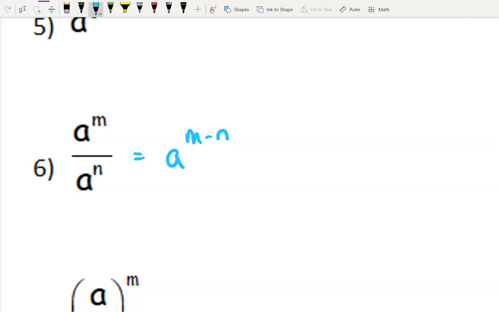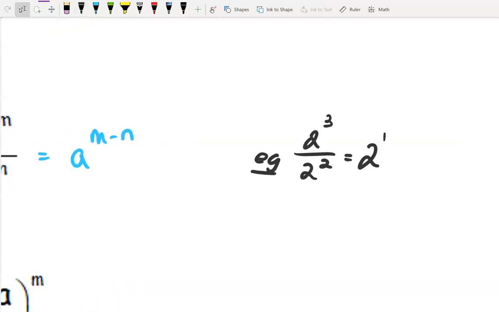Sorry, when you're dividing bases that have exponents, and the bases are the same, let's look at an example here. If you had, let's say, 2 cubed over 2 squared, this is 2 to the power 1, which is just 2. And that should make sense to you because 2 cubed is 8, 2 squared is 4, 8 divided by 4 is also 2.